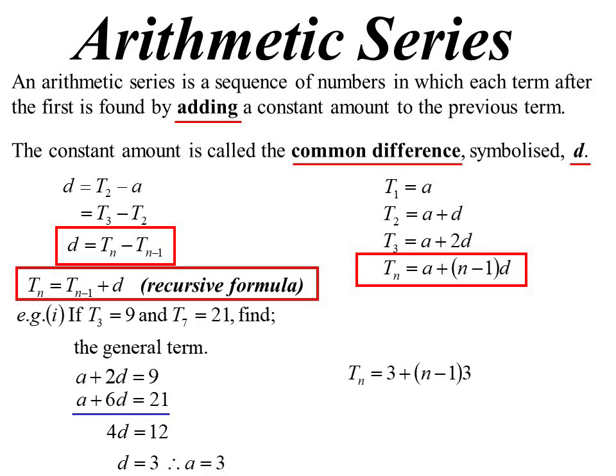Well, we can make that a lot neater. Let's expand out and simplify. We're simply talking about the multiples of 3 here. So our general term is 3n. Let's find the 100th term. Well, now I sub in what I know. They're just multiples of 3. 3 times 100 is 300.